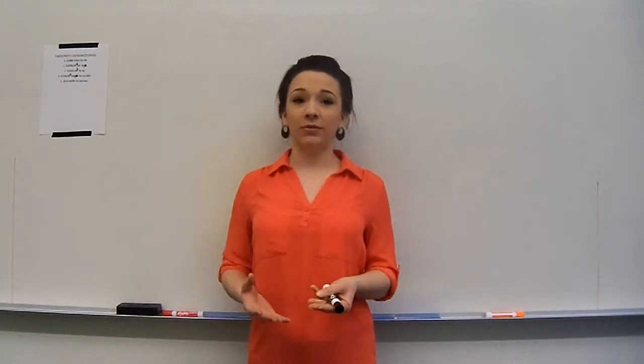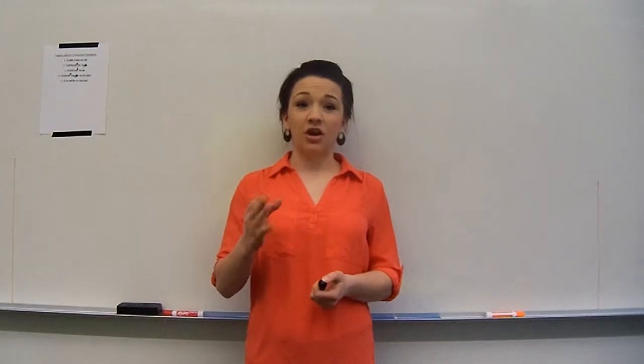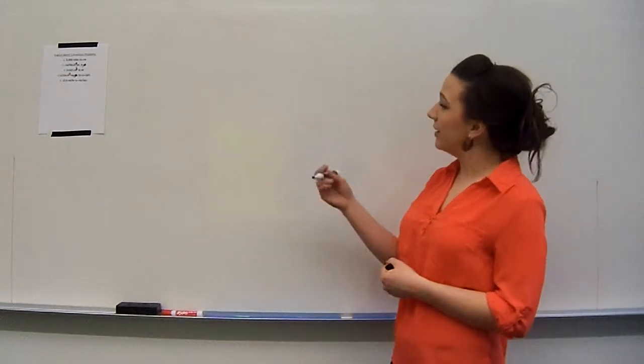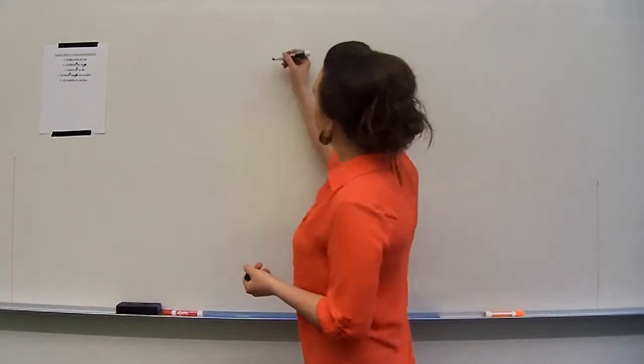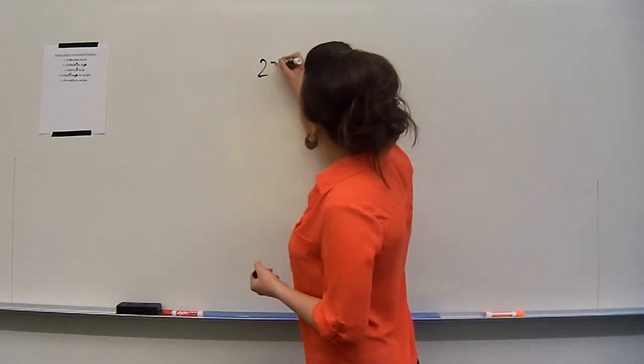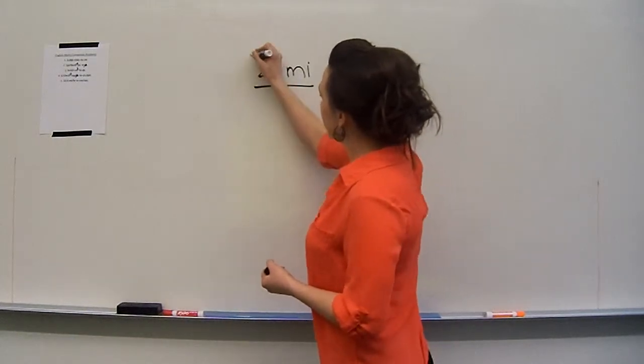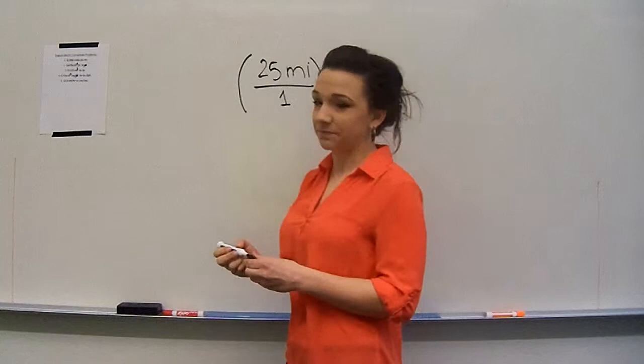In the first 3 problems, you will put the given measurement over 1 and then add a set of parentheses around it. What I mean by that is if in your problem you were given 25 miles, you'll put your given over 1 and then add a set of parentheses.